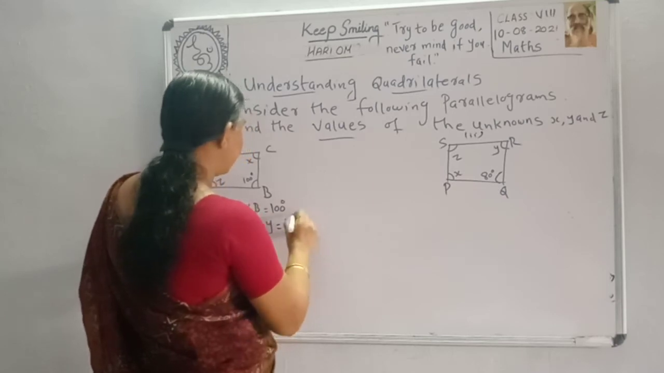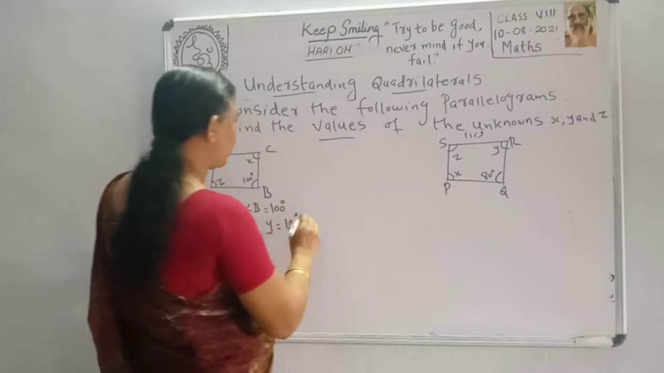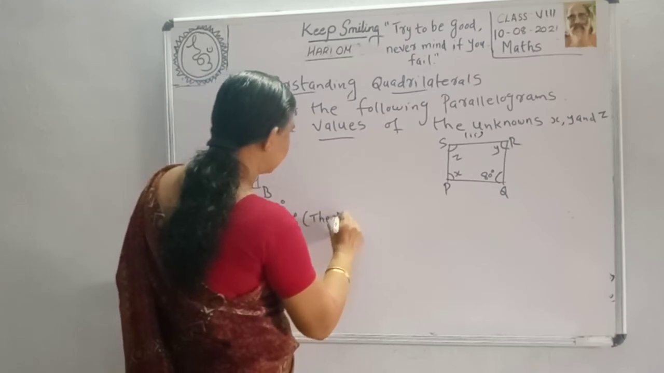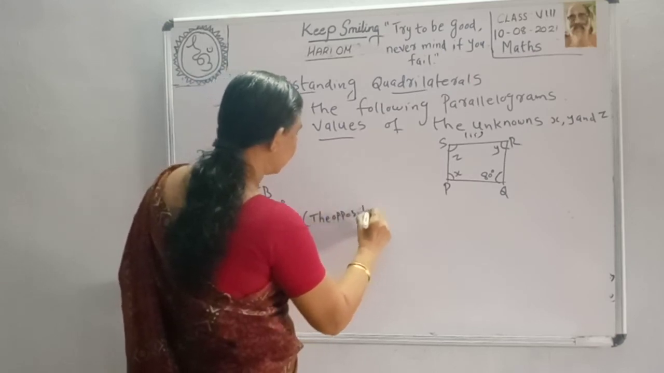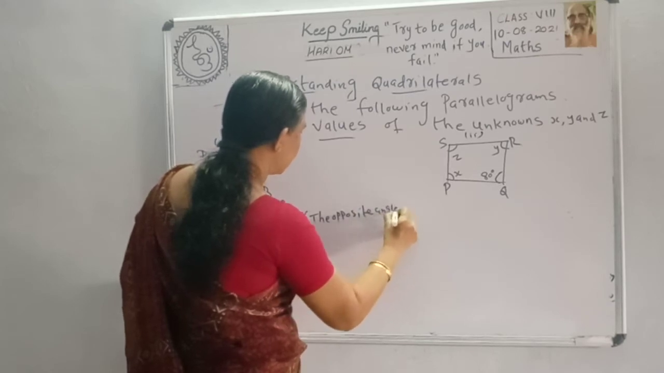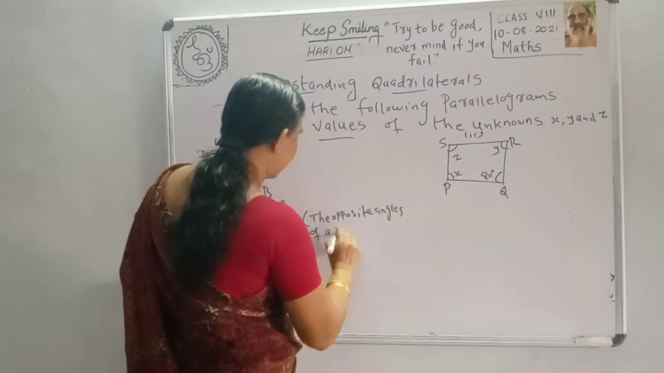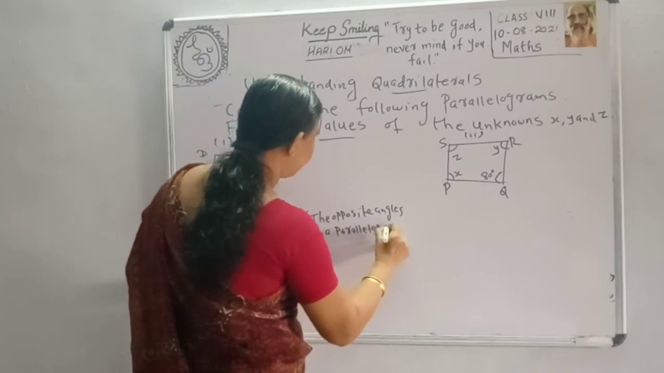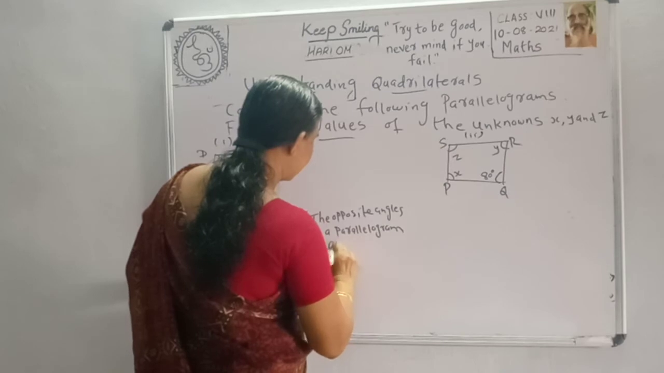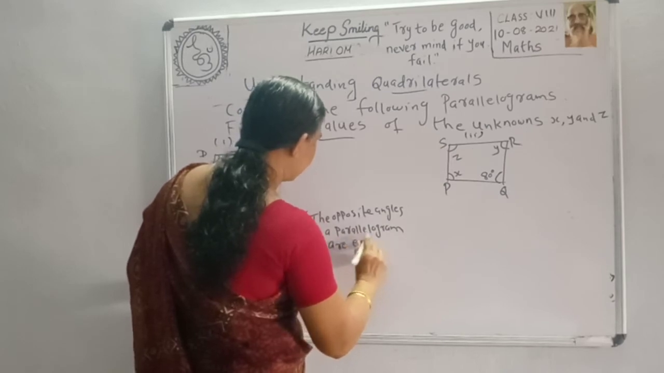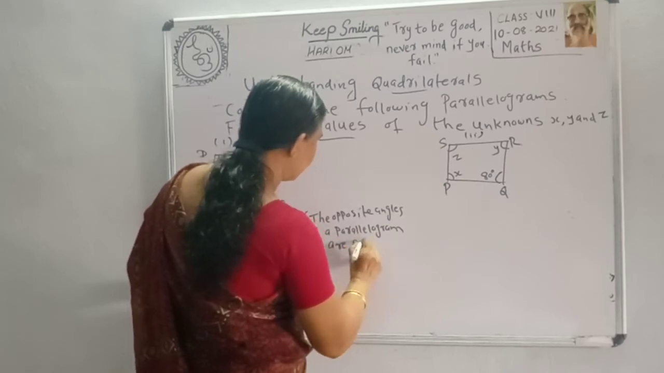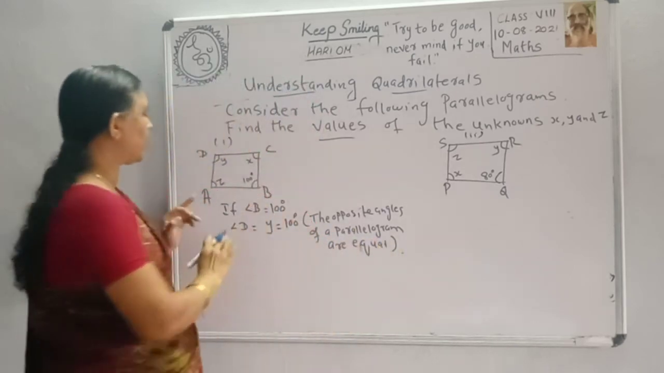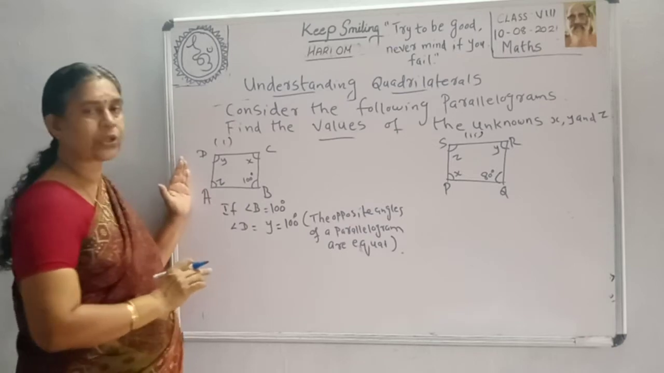Why? Because the opposite angles of a parallelogram are equal. Therefore, this angle is also equal to angle B, which is 100 degrees. Therefore, this y is also 100 degrees.